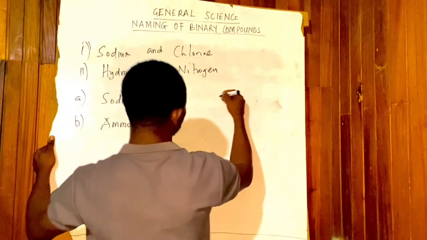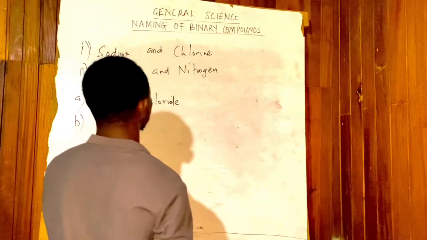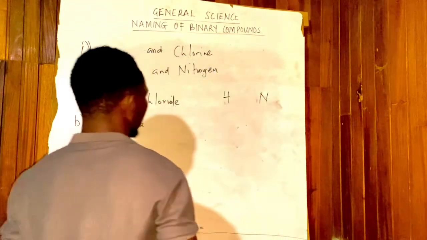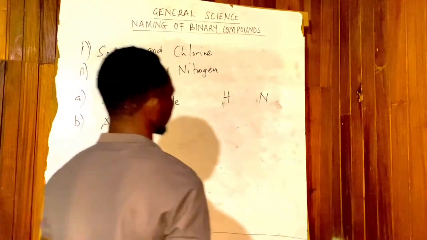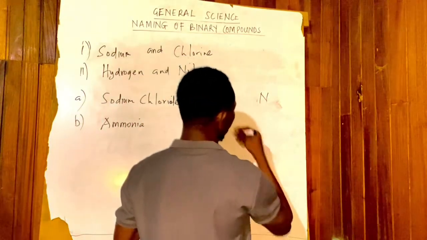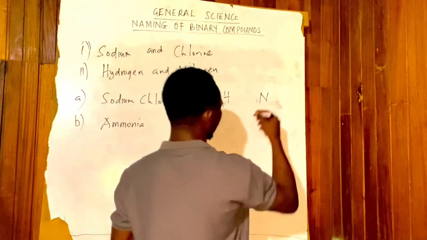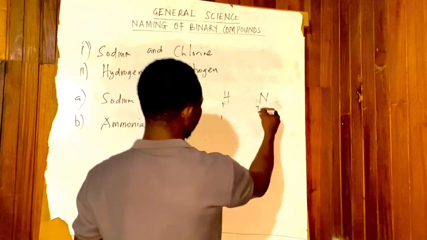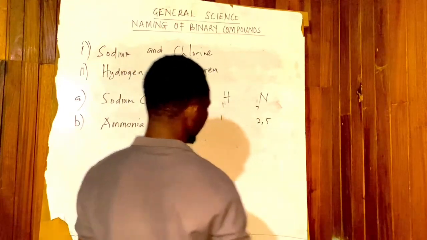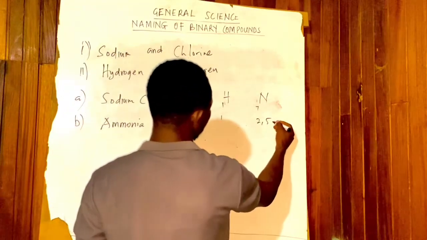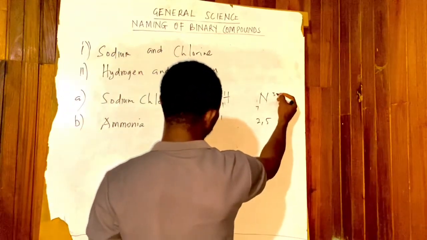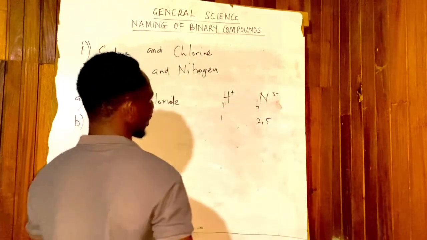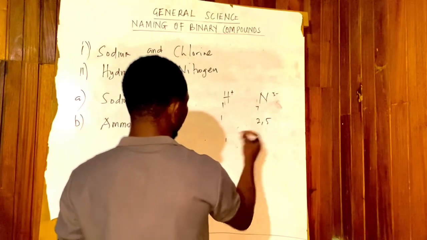So let's do it and see. Hydrogen and nitrogen. Hydrogen is 1. Nitrogen is how many? 7. So the electronic configuration, you're going to get 1 for hydrogen, and here we are going to get 2, 5 for nitrogen, which is 7. Now nitrogen needs how many to be stable? Needs 3. Then hydrogen here needs 1. So we are going to do our exchange.